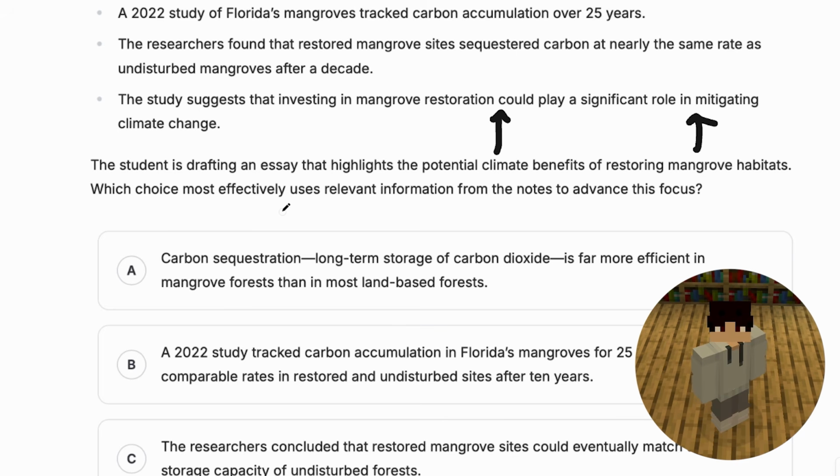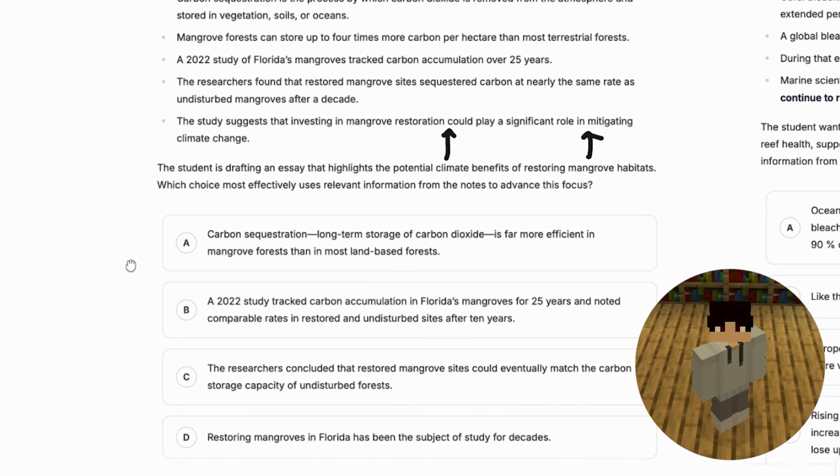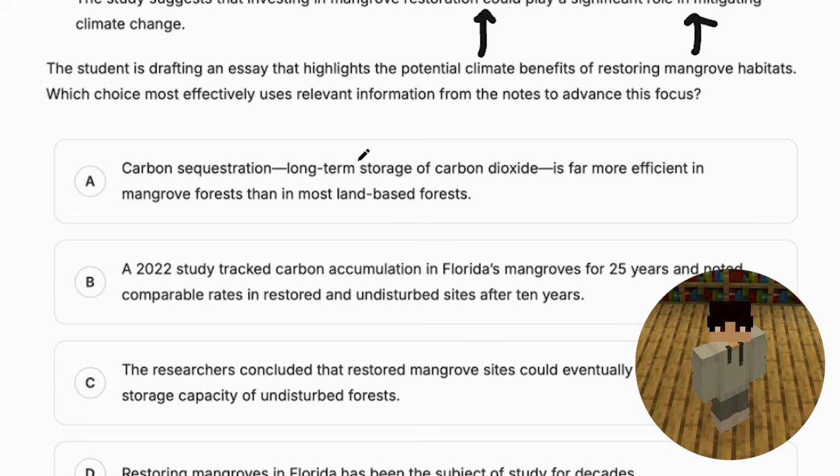So we're just looking for the answer that has the most direct explanation for this. Look at it yourself real quick and try to see if you can figure out what it would be. So let's look at choice A. Carbon sequestration is far more efficient in mangrove forests than most land-based forests. This honestly could be a good answer because it's essentially saying that mangrove forests are really good at storing carbon, which is a big thing for helping the environment.